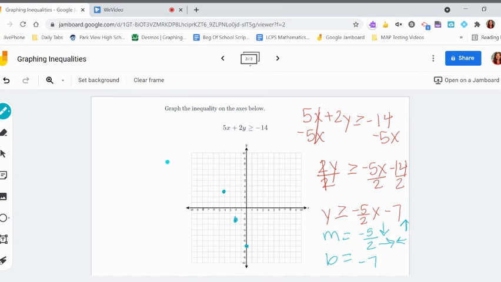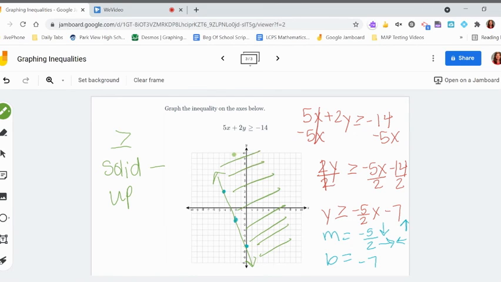Now I need to figure out my symbol. The symbol I had is greater than or equal to, so it's going to be a solid line. I'm going to draw my best solid line through here. It's greater than, so it's going to be shade up. Again, from the y-intercept, you go up. So there's my shading, and you go all the way across.